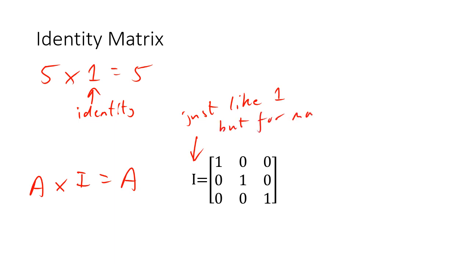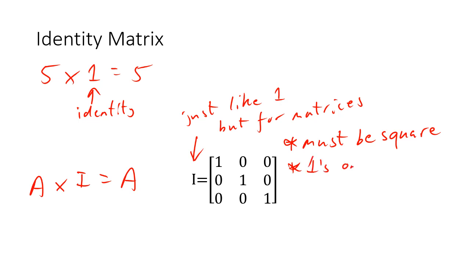And that sounds like a really trivial thing. I mean, when do you need to use 5 times 1, let alone A times I? But it will come in useful later. Now, some things to note about this. I can come in different sizes, but it must be square. That's an important thing. You've got 1s on the leading diagonal. Remember that's the leading diagonal there. And everything else is 0.